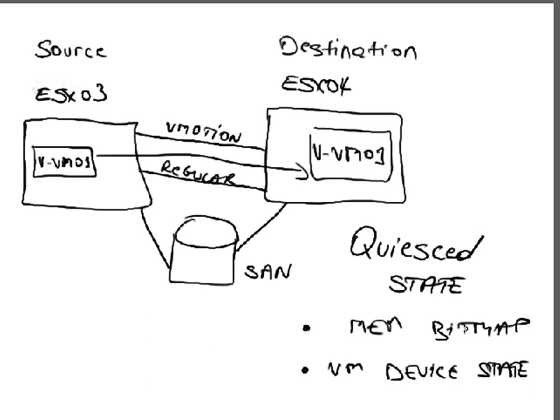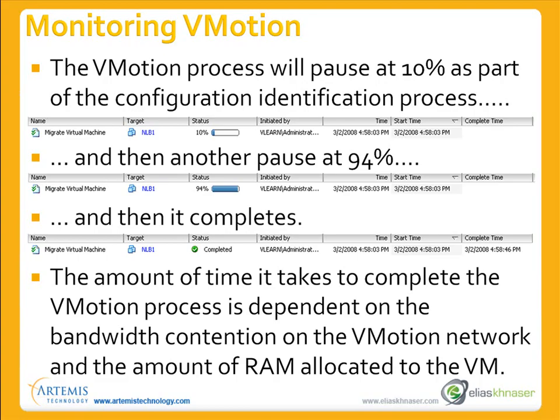Now, a question I'm sure you're already asking: what happens if a failure occurs during the vMotion process? If a failure occurs, it is canceled and the virtual machine reverts back to the source host. Now, how do you monitor vMotion? Down in the task, and we'll show you this during the demo, the vMotion process will pause at 10% as part of the configuration identification process, then pause again at 94%, and then it'll complete. The amount of time it takes will depend on the bandwidth contention on the vMotion network and the amount of RAM allocated to the virtual machine. All of that will determine how quickly vMotion takes place.